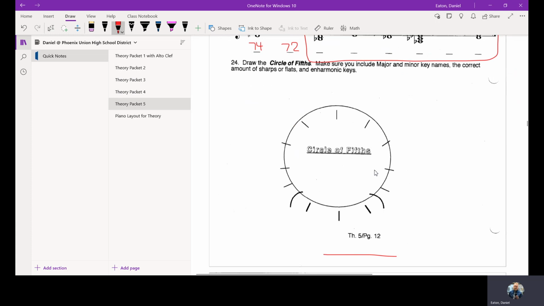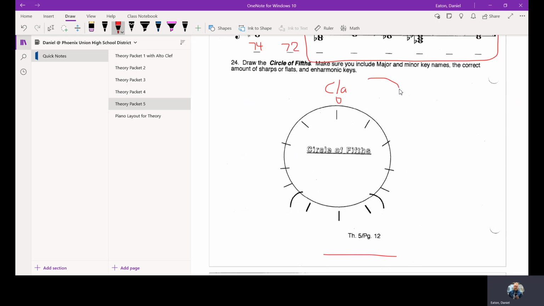Okay. Draw a circle of fifths. Make sure you include major and minor key names, the correct amount of sharps and flats, and the enharmonic keys. The only thing I'm going to give you is this. Remember that the 12 o'clock position starts at 0. 0 sharps and flats for C major and A minor.